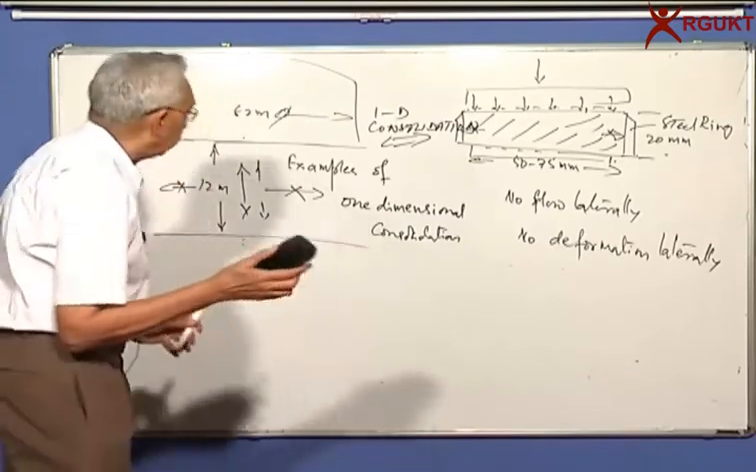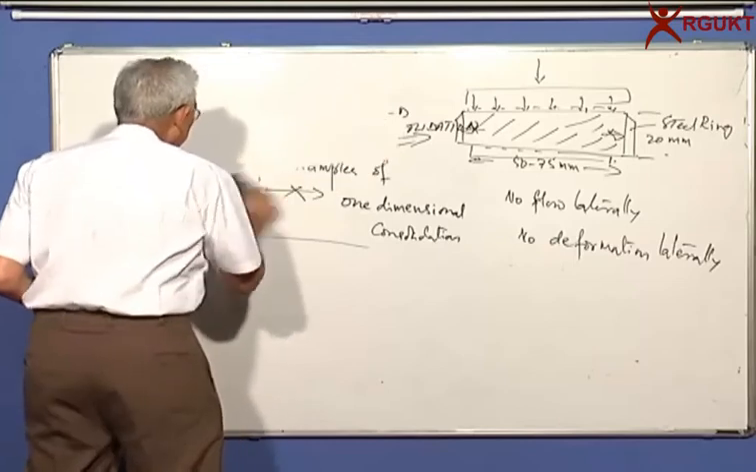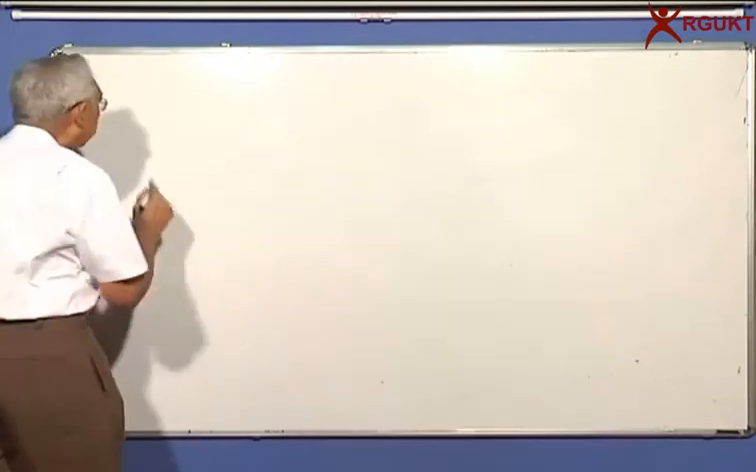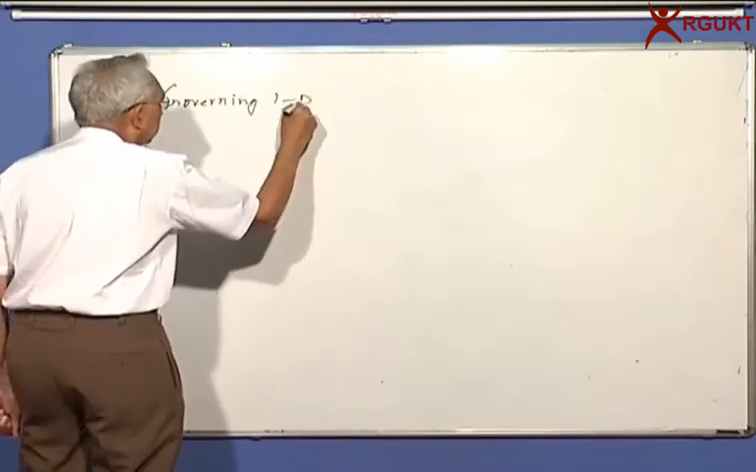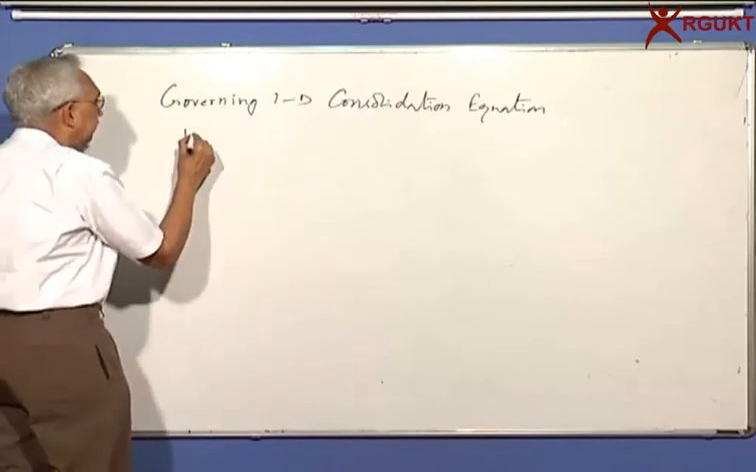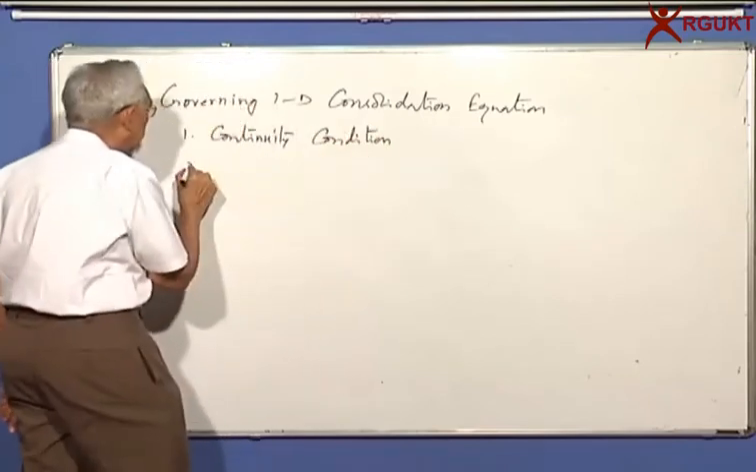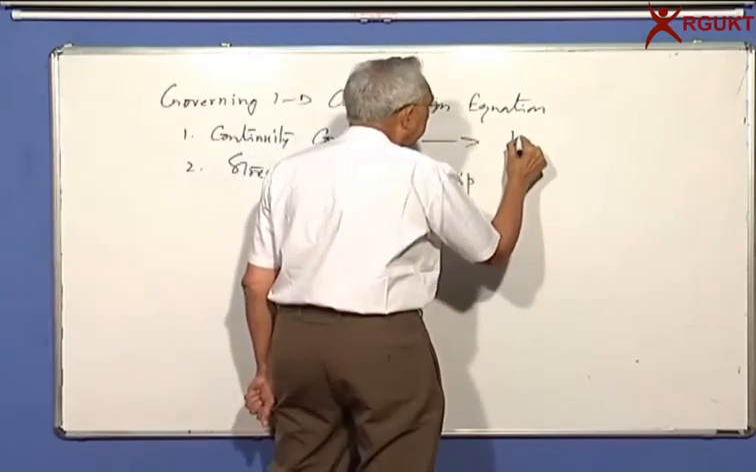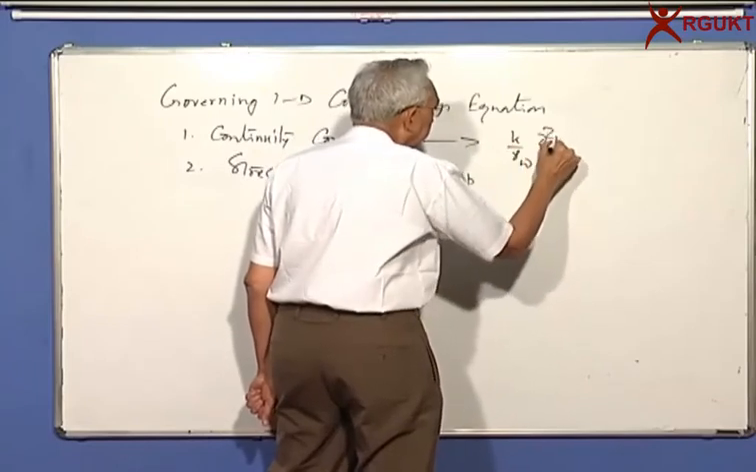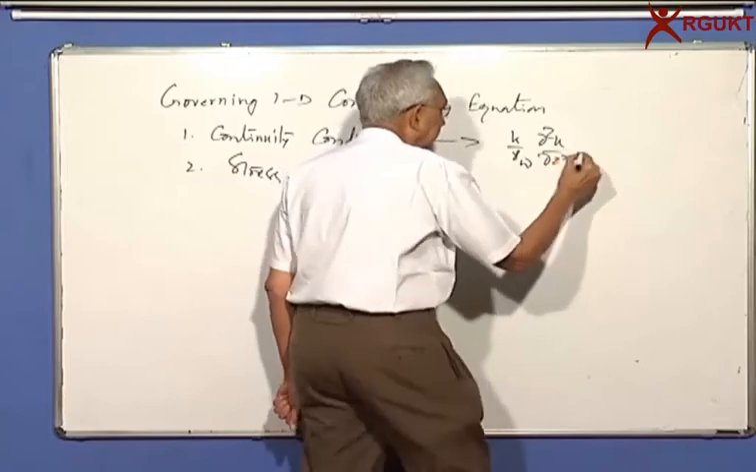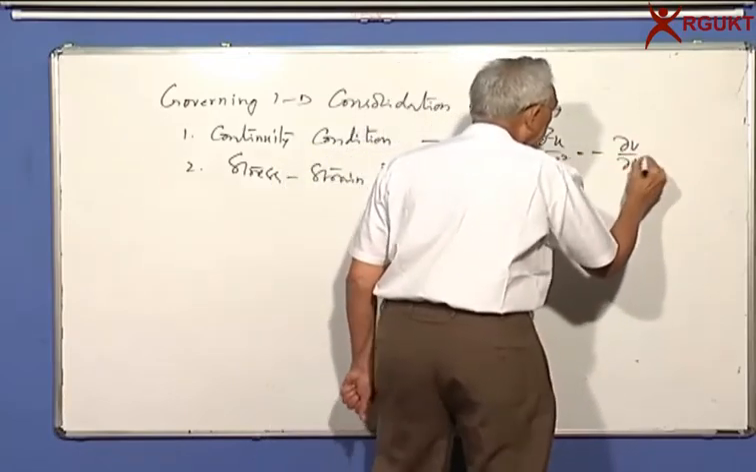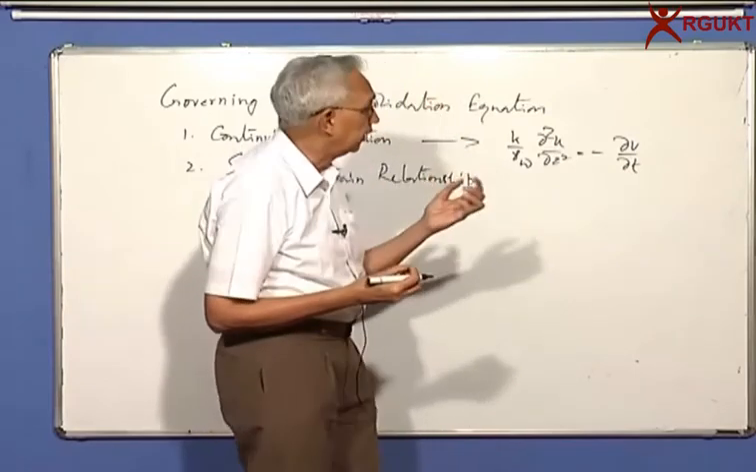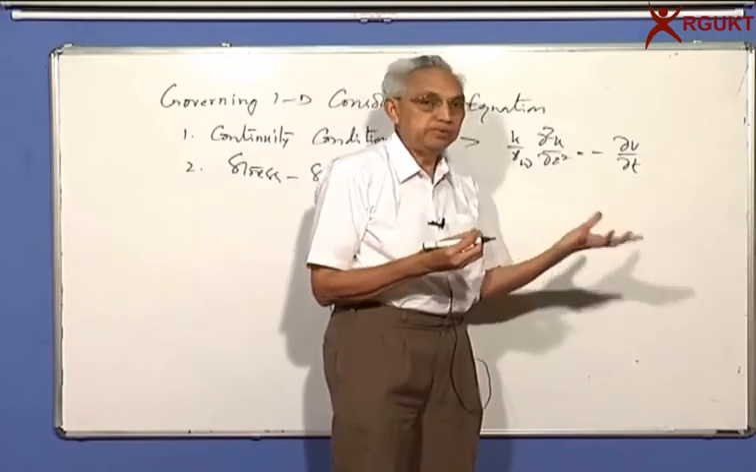In the last class, we derived the governing equation, a partial differential equation satisfying several conditions. The governing consolidation equation, one-dimensional, is derived from first the continuity condition, then the stress-strain relationship. Can I say here this corresponds to (k/γ_w) ∂²u/∂z² = −∂V/∂t. The amount of flow going in minus amount of flow going out is equal to rate of change of the volume per unit volume.